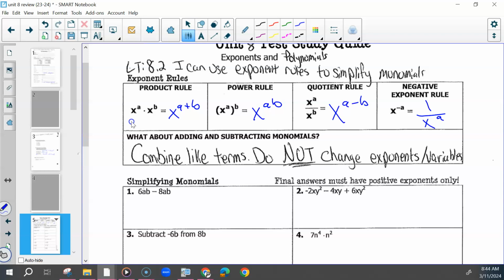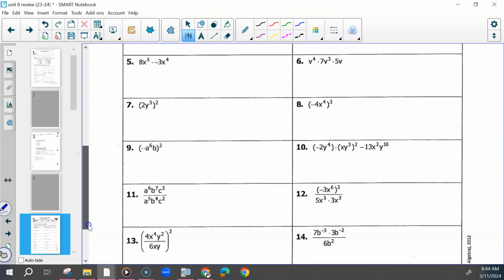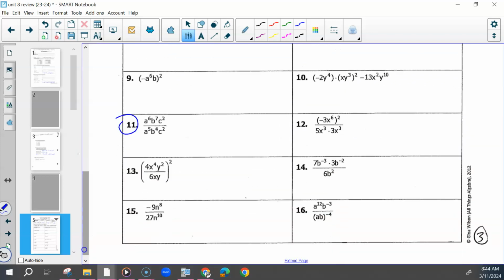Right. Questions on this page? 14 and 16. 5, 12, 12. Okay. So for this one, we are 11.